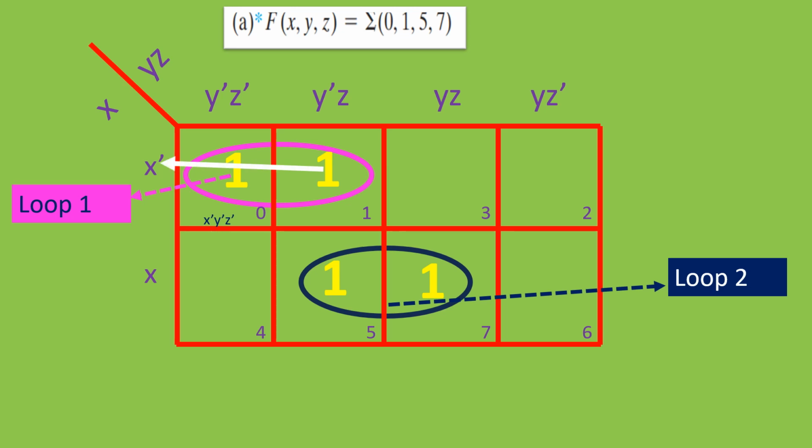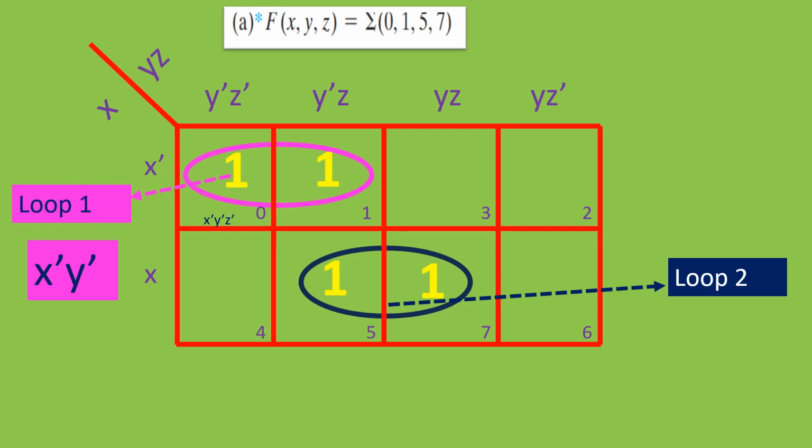For loop 1, row wise it covers x dash. So we write it as x dash. Column wise it covers y dash z dash. So it is also marked here. Also covers y dash z. So that is also marked here. Then when you see this, z dash and z are complements of each other, so they can be cancelled out, and this y dash repeats twice and it's redundant, so that one y dash can be removed. The final expression for loop 1 is x dash y dash.